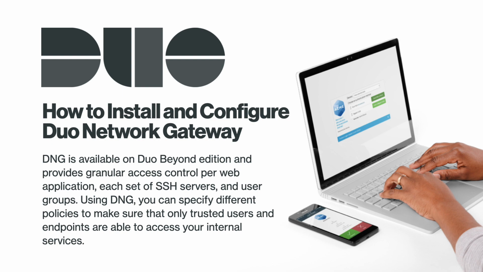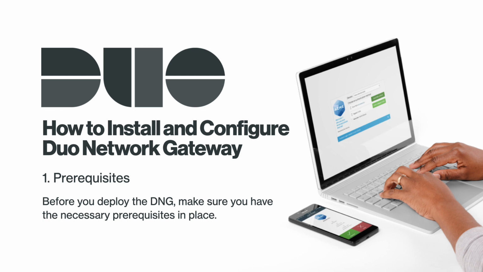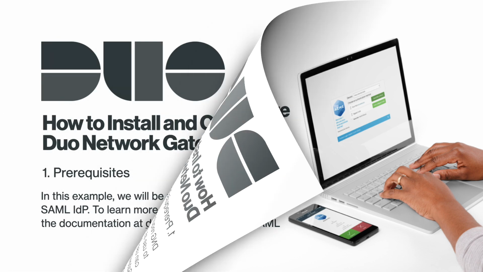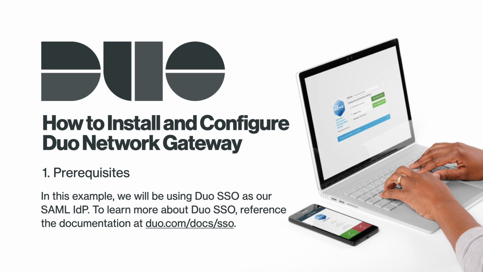Prerequisites. Before you deploy the DNG, make sure you have the necessary prerequisites in place. DNG requires a SAML 2.0 identity provider, or IDP, to use as its primary authentication source. You can use Duo Single Sign-On or Duo Access Gateway as your SAML IDP, or a third-party SAML provider such as ADFS. In this video example, we will be using Duo Single Sign-On as our SAML IDP.